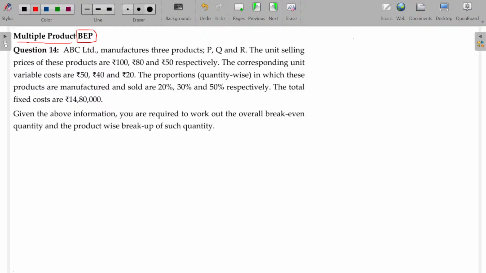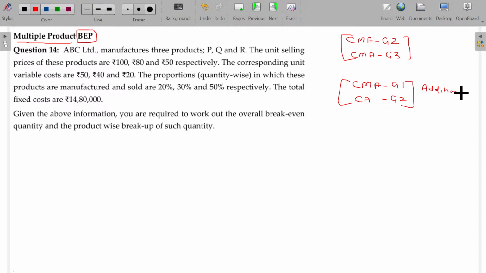This one is exclusive for CMA group 2 as well as CMA group 3. For CMA group 1 costing paper and CA group 2 cost and management accounts paper, this will be additional learning. Additional. Okay. This is a must. Clear?